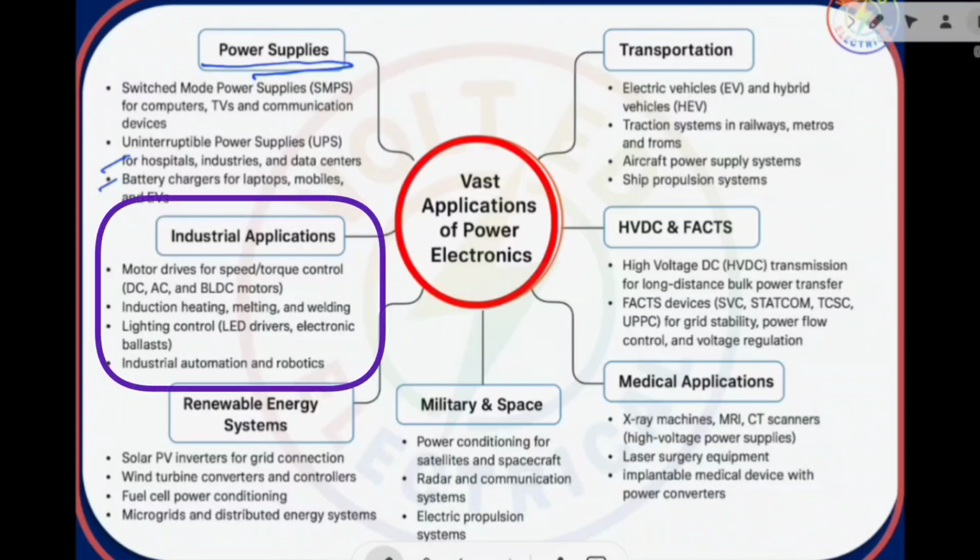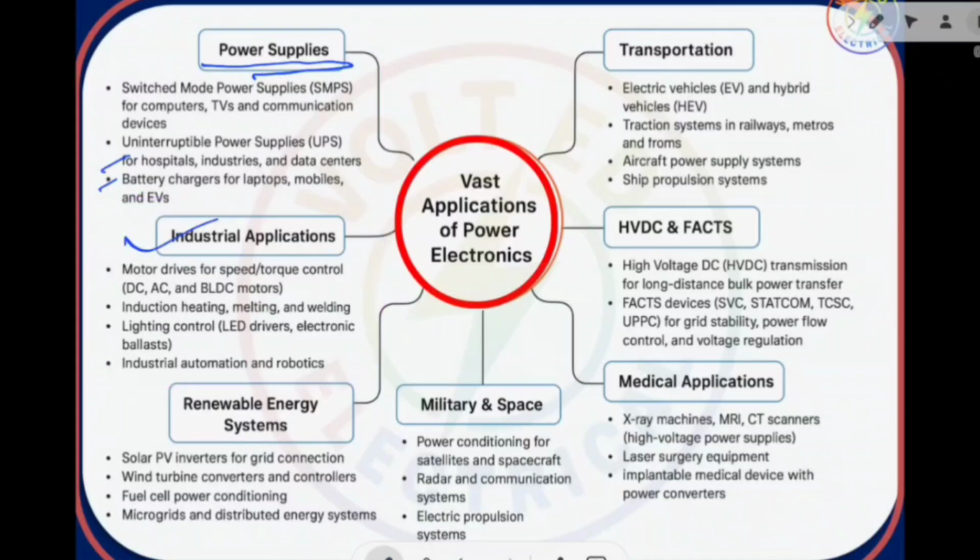circuits. In industrial applications, motor drives are used for speed and torque control of DC, AC, and BLDC motors. Induction heating, melting, and welding processes are powered by converters. Then lighting control such as LED drivers and electronic ballasts. Modern factories also depend heavily on power electronics for precise motion and control.